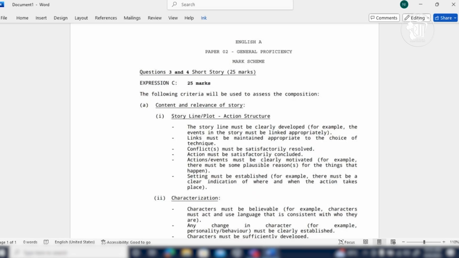So the first area that they're looking for is content and relevance. And as I was just telling you about the relevance to the stimulus. Mind you, the stimulus is the topic. Content and relevance: how related it is.